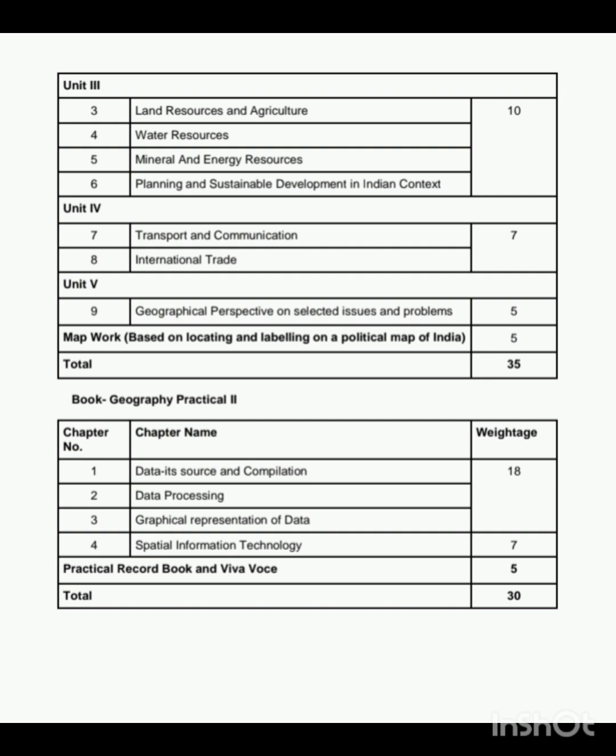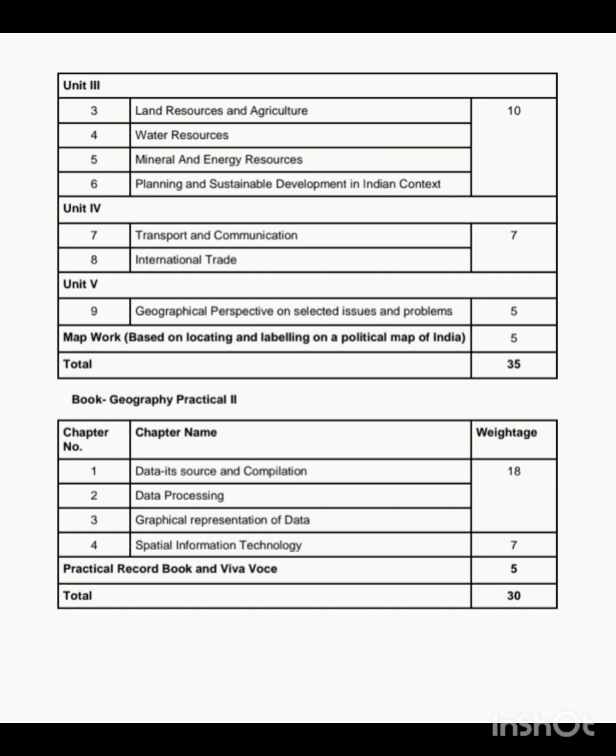So you need to focus on the chapters and the units which carry more weightage as compared to the other units or chapters. After that you can go for unit 3 of the second book, unit 4 of the second book, and after that unit 1 of the second book, population distribution density. And next you can go for the fifth unit, that is geographical perspective on selected issues and problems.